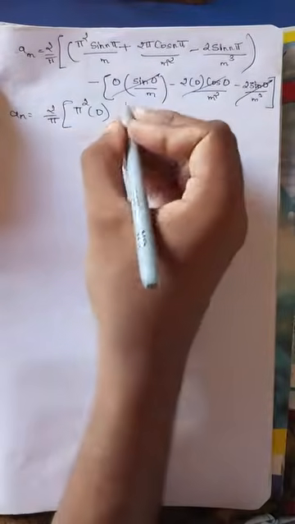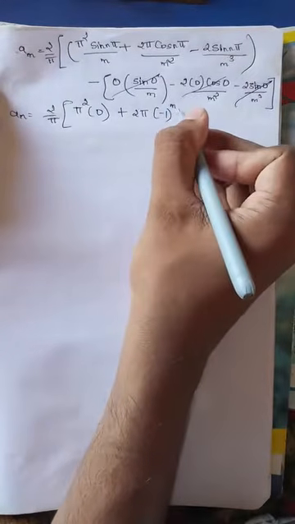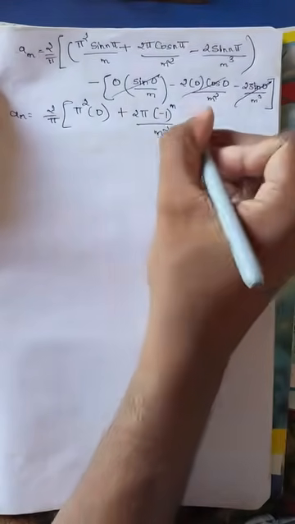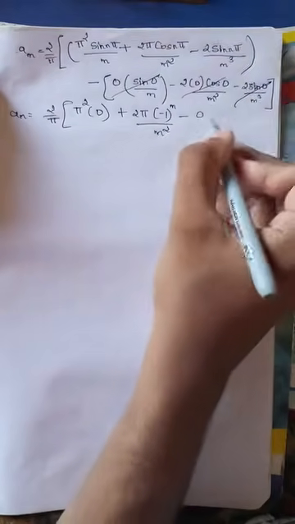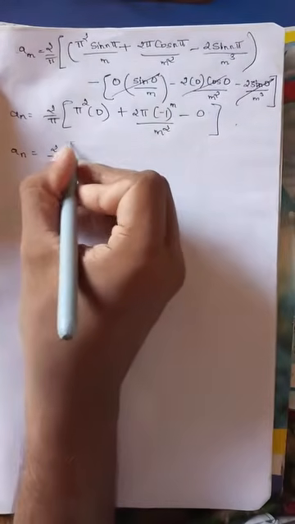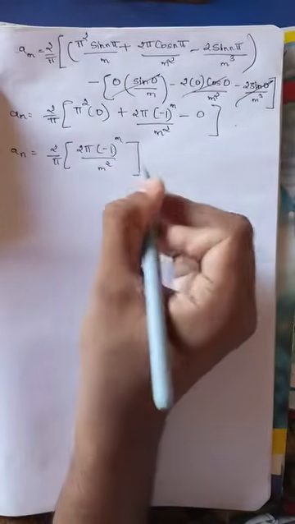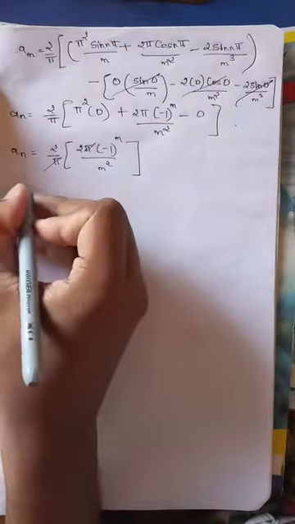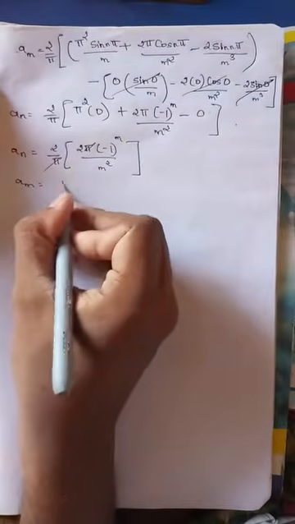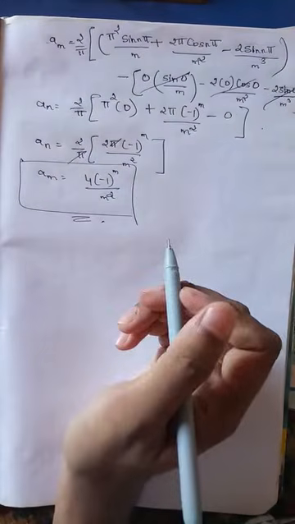So now let's do it. Pi square, so we can see that sin n pi is 0, plus 2 pi. The value of cos n pi is minus 1 to the power n by n square minus 0. Sin n pi is 0. So an is 2 pi by n square. So pi gets cancelled. So an equal to 2 into 2, 4 by n square. So this is the final value of an.